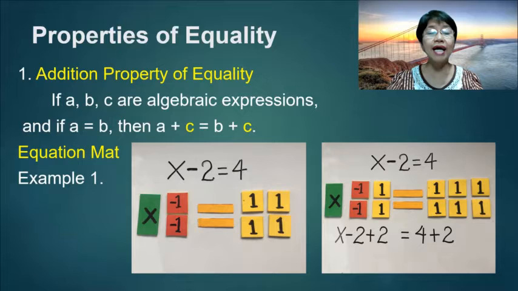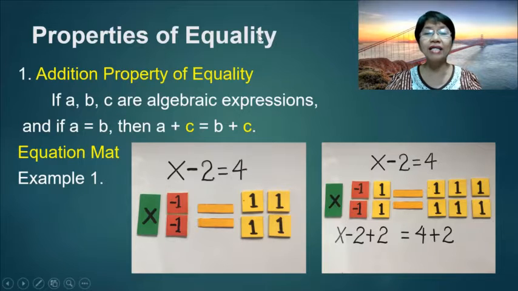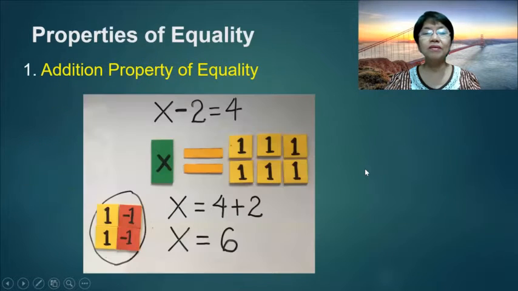So, to isolate x, we have to remove these two -1s on the left side of the equation. And to remove that, we have to add the additive inverse of -2. So we have to add 2 to both sides of the equation. So adding 2 to both sides, we have a zero pair right here. So the result will be, when the zero pair is removed, because that's 0, x is now isolated, so x is equal to 6.